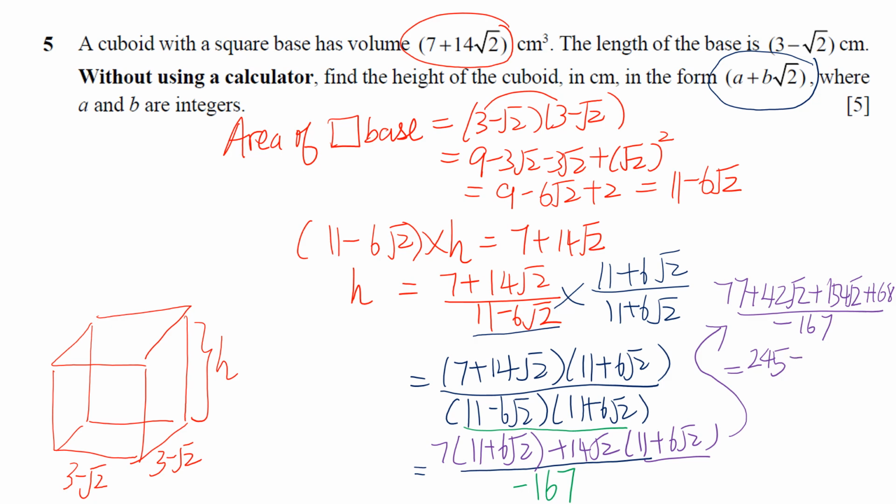Okay, and 42 plus 154. 42 plus 154 give you 196. All right, so now we're going to separate it. And you realize that this one doesn't come out to be an integer. That gives you an idea that something is wrong somewhere. So what do you need to do? You have to go back and check.